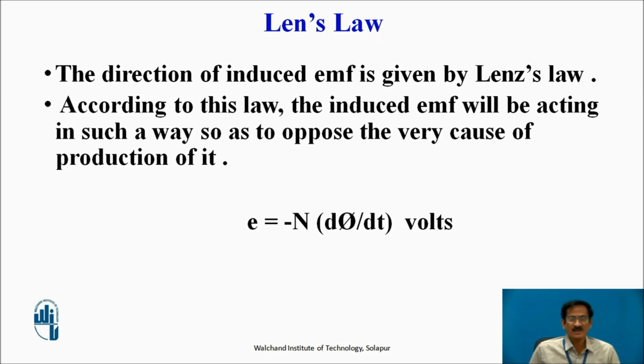dφ/dt is the rate of change of flux linkage with the conductor, N is the number of conductors, and the negative sign is according to Lenz's law. This induced EMF will produce a current. This induced current will set up a flux which will oppose the main flux. This is Lenz's law.